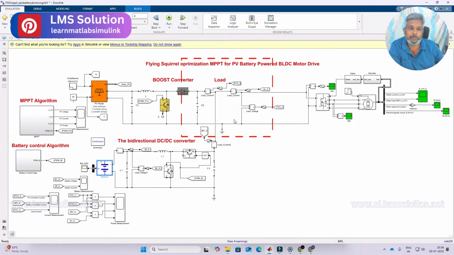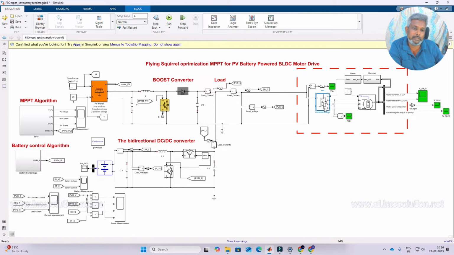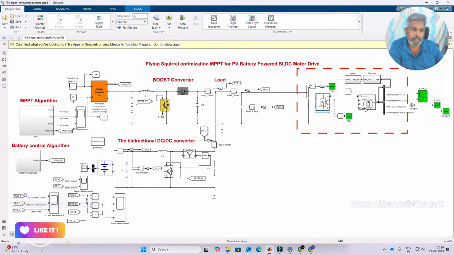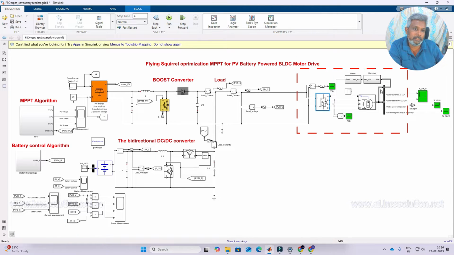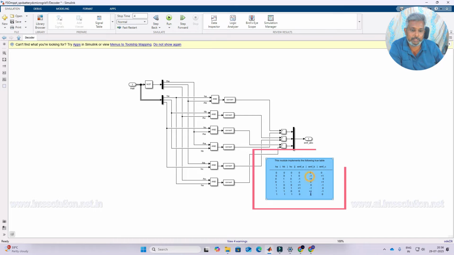In the DC link, we are connecting this BLDC motor drive. It has a voltage source inverter, which acts as an electronic commutator, and this is the BLDC motor. We are measuring the Hall sensor signals, and they are converted into back EMF. It has some logic. So this is the logic, Hall sensor to back EMF logic.